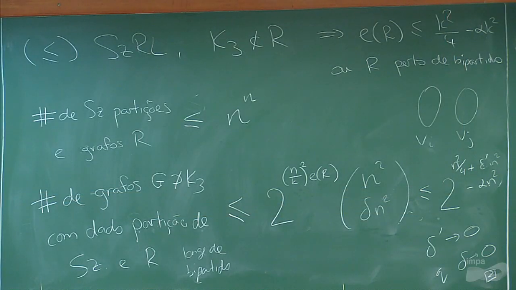So we only need to count the ones where R is close to bipartite. But if R is close to bipartite, then what?